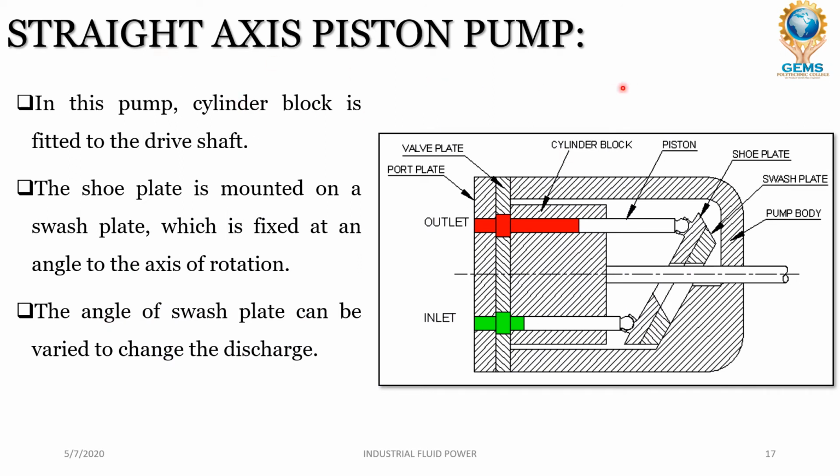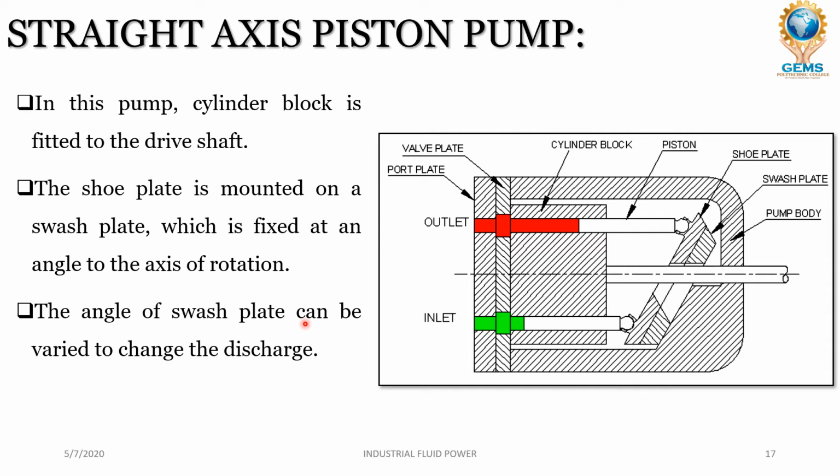Now let's see the straight axis piston pump. Under piston pumps, there are many types. In this pump, the cylinder block is fitted to the driven shaft. This is the cylinder block, and this is the driven shaft. The shoe plate is mounted on a swash plate, which is fixed at an angle to the axis of rotation. This is the shoe plate and this is the swash plate.